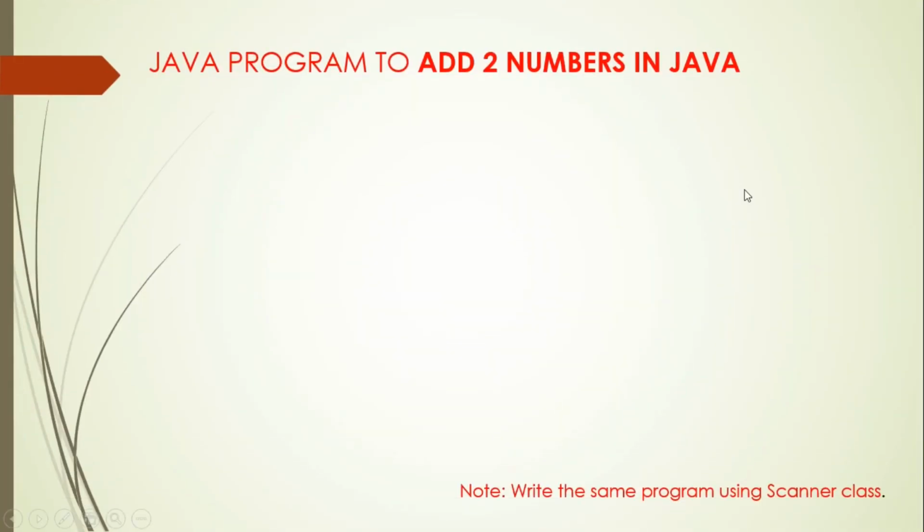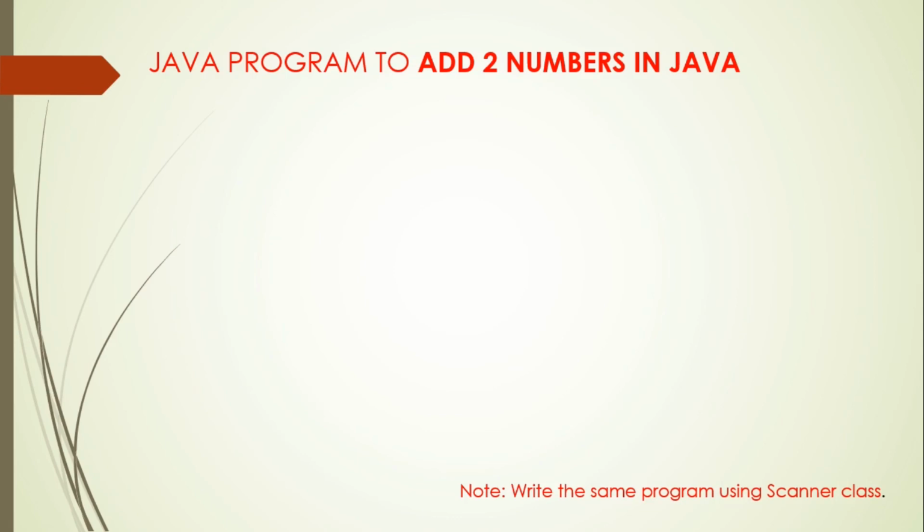Next we move to an example program. Program to add two numbers in Java. We have already done this program in the previous lab session. At that time we assigned the values to the variables in the program itself. But in this program I have given the values through the console. Here I am using the first method of reading, that is the BufferedReader class.